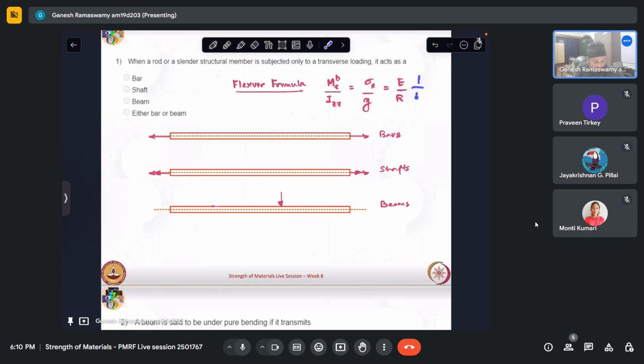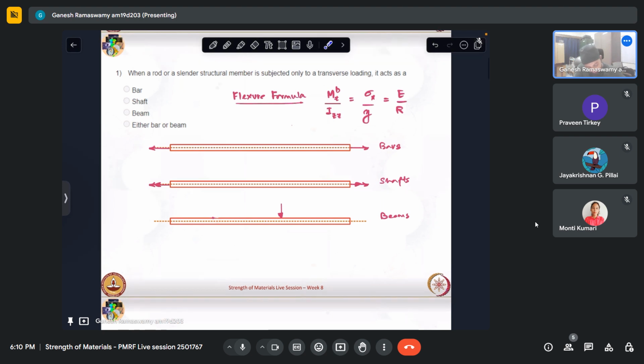So 1 by R is nothing but our curvature. Curvature is related to strains. But how this deforms and what the deflection is, we will be seeing in another week to follow, which is quite elaborate. So we have broken this down into two parts. With this preamble, if I were to revisit this question: when a rod or a slender structural member is subjected only to a transverse loading, it acts as a beam.